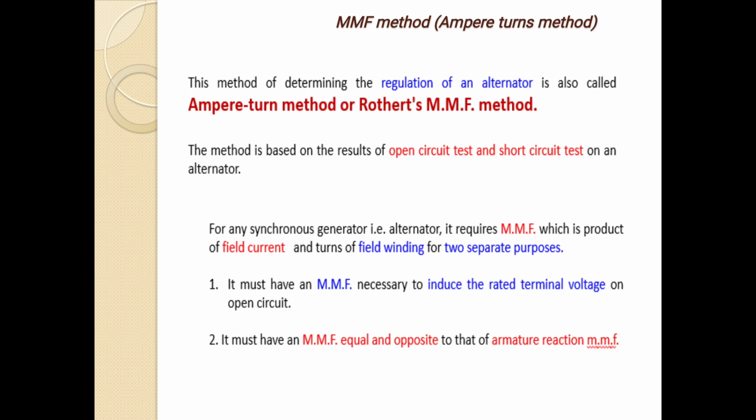For any synchronous generator, that is, alternator, it requires MMF, which is the product of field current and turns of field winding, for two separate purposes. It must have an MMF necessary to induce the rated terminal voltage on open circuit. It must have an MMF equal and opposite to that of the armature reaction MMF.